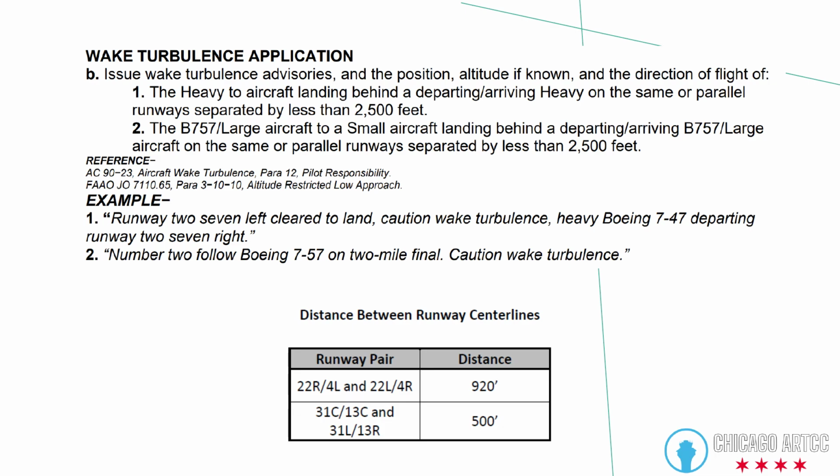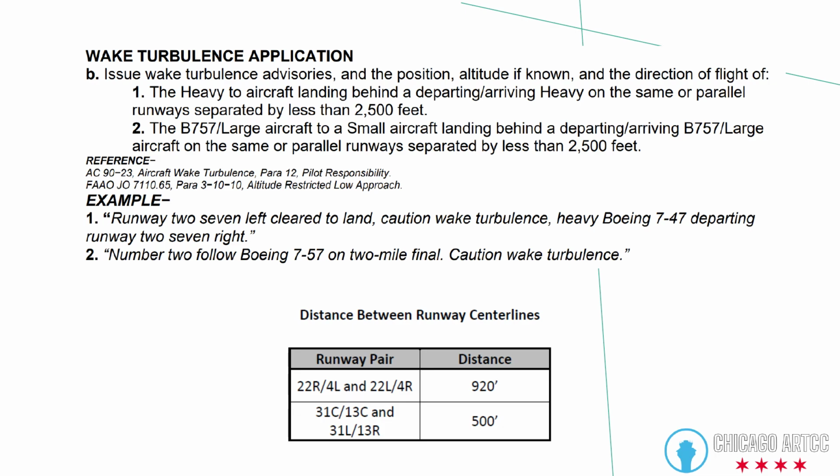Wake turbulence application: issue a wake turbulence advisory with the position, altitude if known, and the direction of flight of a heavy aircraft to an aircraft landing behind a departing or arriving heavy on the same or parallel runway separated by less than 2,500 feet. Note it says departing or arriving.